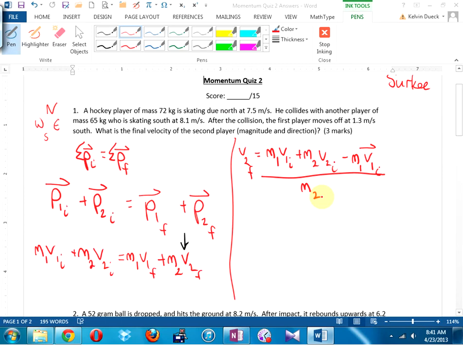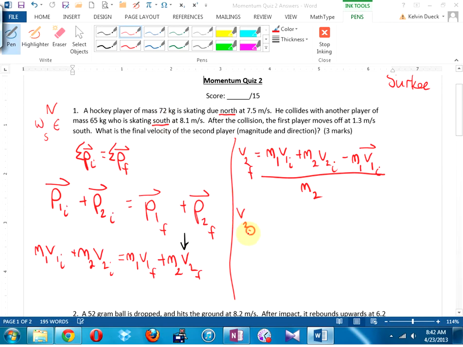Now I'm going to have to be very cautious, because I see the words north and south. There is a direction change. That means I'm going to have to let one direction be positive and one direction be negative. Let north be positive, then. So if I get a negative answer, that's going to mean south. If I get a positive answer, that's going to mean north. I'm visualizing this. I think he bounced back, the second guy.